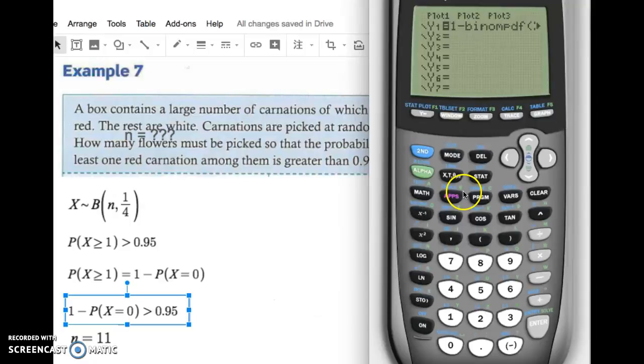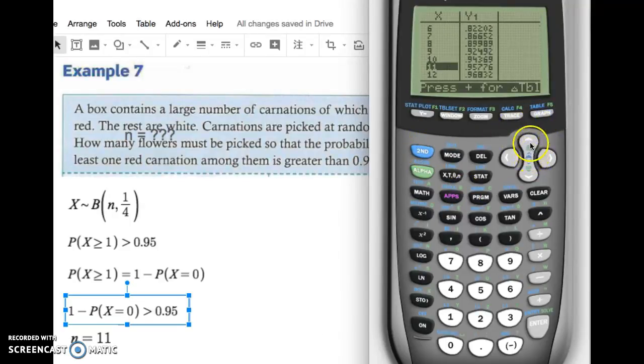After that, I go to my table. I just scroll up and down to find the probability that we're looking for. In this case, what's the x value or n value that will give us a probability more than 0.95, and we see that happens when my n is equal to 11.